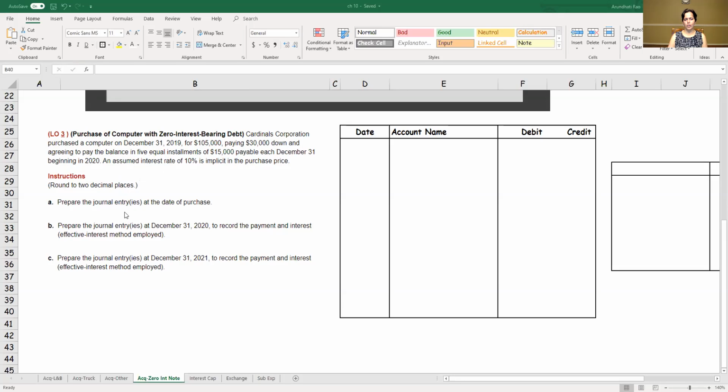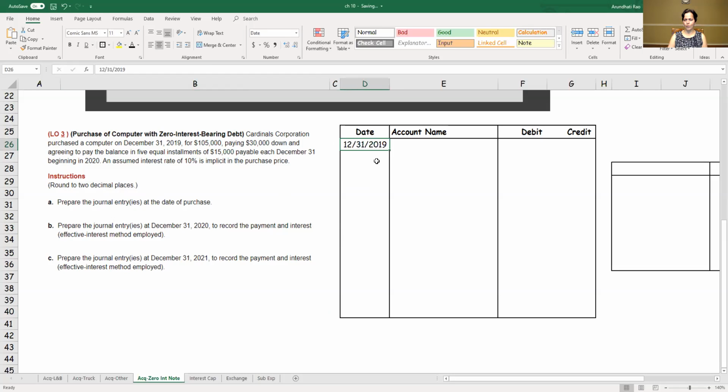We've been asked to do the journal entries on the date of acquisition and the first two interest payments and the amortization. We'll see how to deal with that. Now they've told us to keep it to 2 decimal places, and we'll try to be true to that instruction that has been given over here. So our first journal entry is going to be on the date of acquisition.